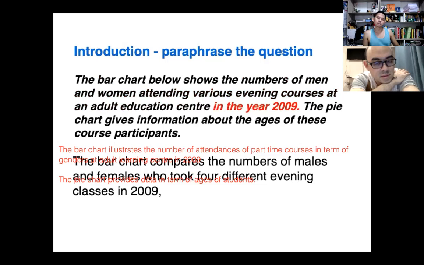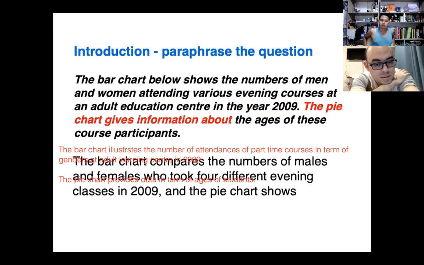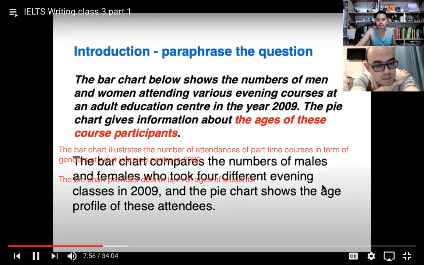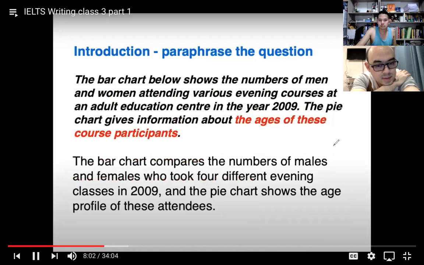The pie chart gives information about the ages of these course participants. So the pie chart gives information about, you can say and or while. The pie chart shows what? The age profile of these attendees. Attendees means people who go there. You see, we paraphrase the instruction part, and it will be your introduction, okay, in paragraph number 1. Okay, you can take a look again.